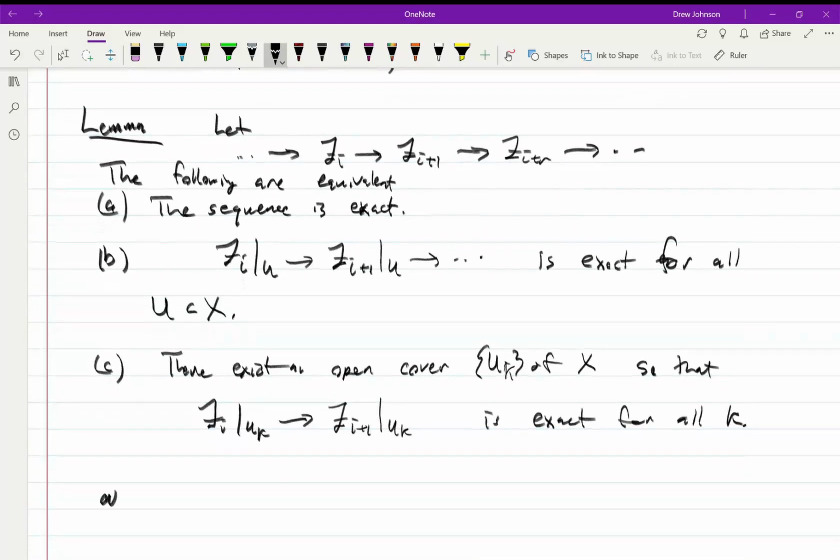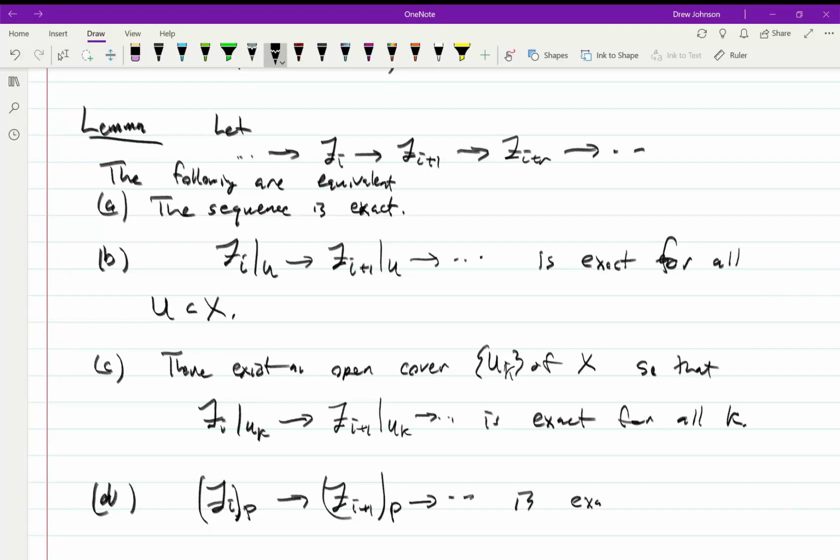And then finally we have this one that says you can just check it on the stalks. F_{i,P} to F_{i+1,P} is exact for all points of X. So in some sense you can still check whether a sequence is exact locally.